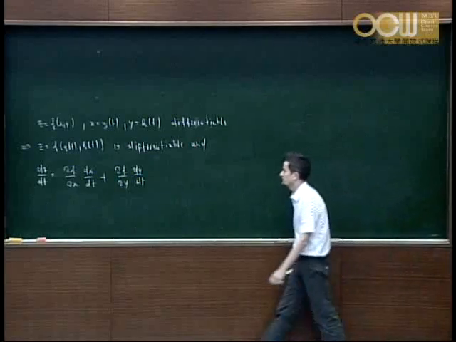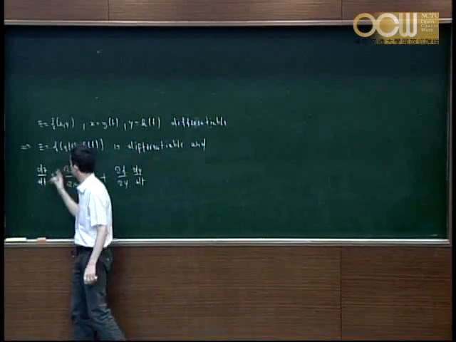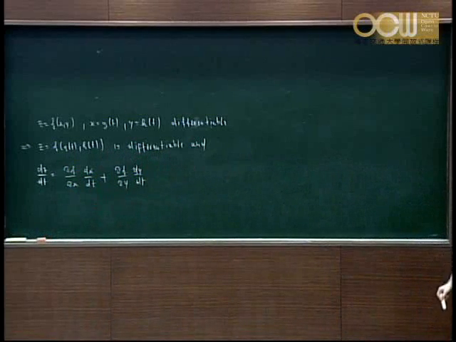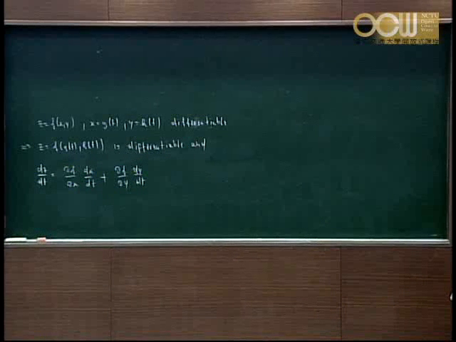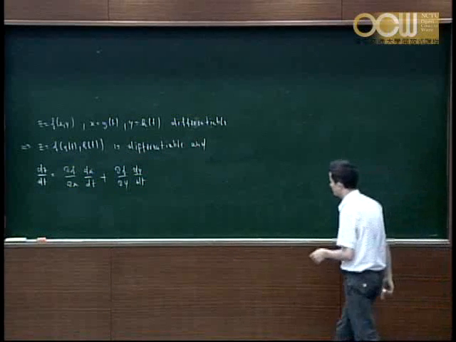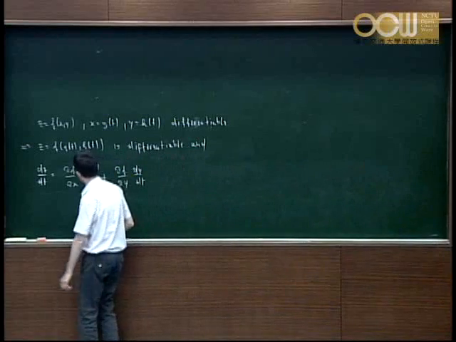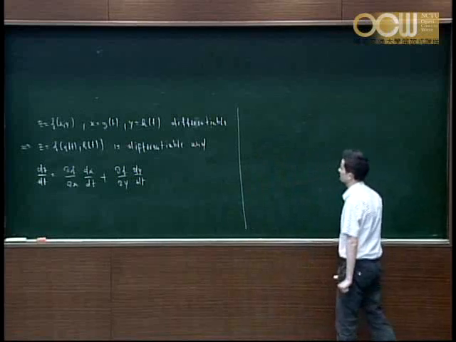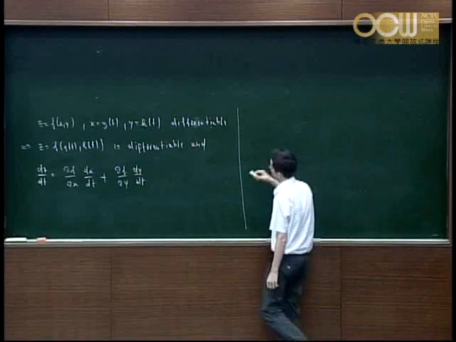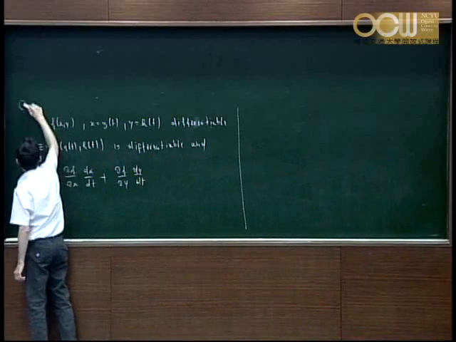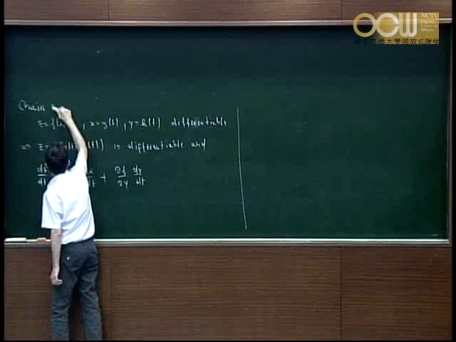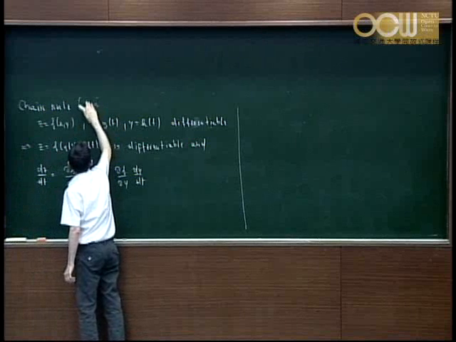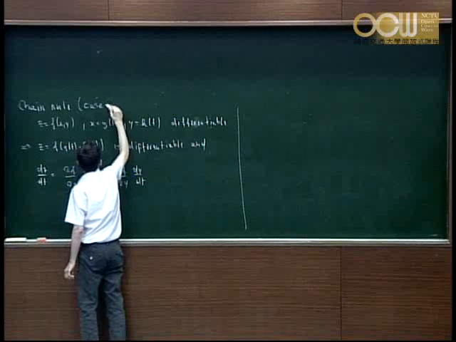Now, I think the textbook calls this the chain rule case 1, or version 1 or something like this. Now there is also a version 2, or second case.